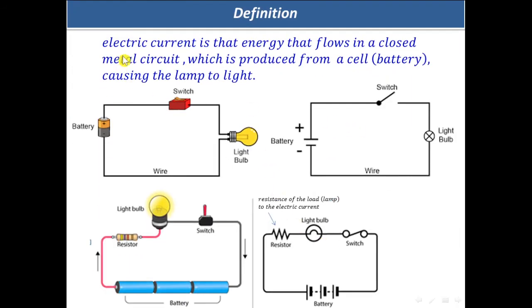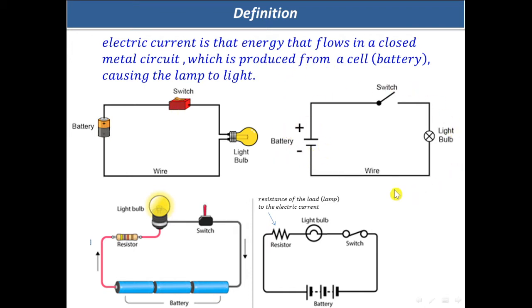Definition. What's electric current? Electric current is an energy that flows in a closed metal circuit. Where is the metal circuit? I mean this wire here, okay? Where does this energy come from? It comes from the battery.